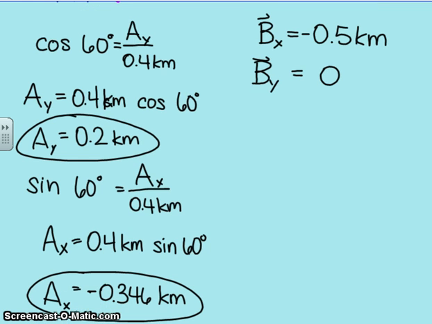Step 2 says to add the x components together and to add the y components together. That's actually steps 2 and 3. I will call the total x component Rx. R is standing for my resultant, and that's equal to ax plus bx. That's negative 0.346 kilometers plus negative 0.5 kilometers, which gives me negative 0.846 kilometers.